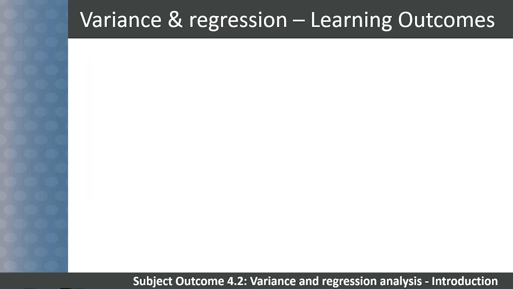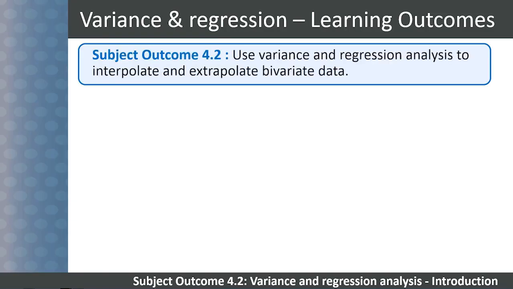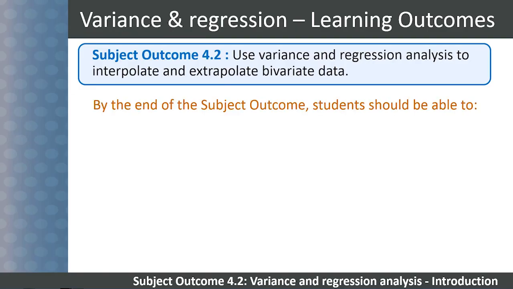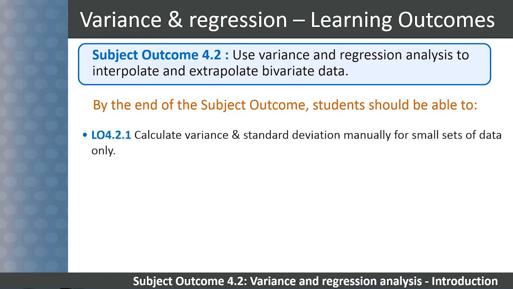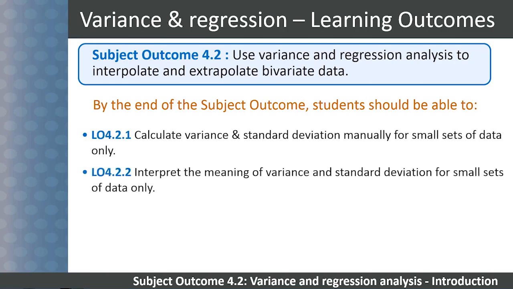Let's take a look at Subject Outcome 4.2 and its learning outcomes in more detail. You will find them on page 12 of your subject guidelines. Subject Outcome 4.2. Use variance and regression analysis to interpolate and extrapolate bivariate data. By the end of the subject outcome, students should be able to calculate variance and standard deviation manually for small sets of data only. Interpret the meaning of variance and standard deviation for small sets of data only.